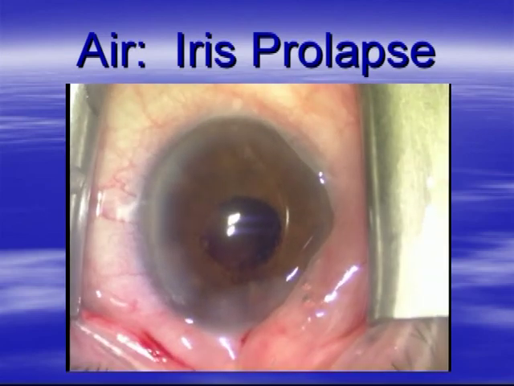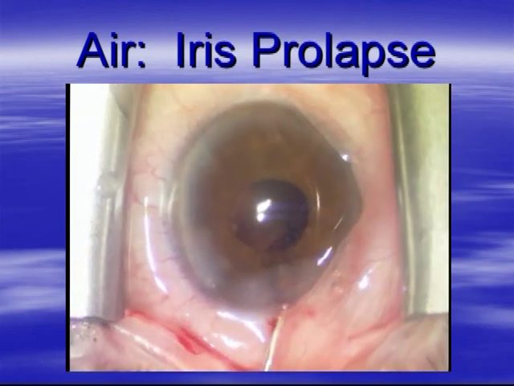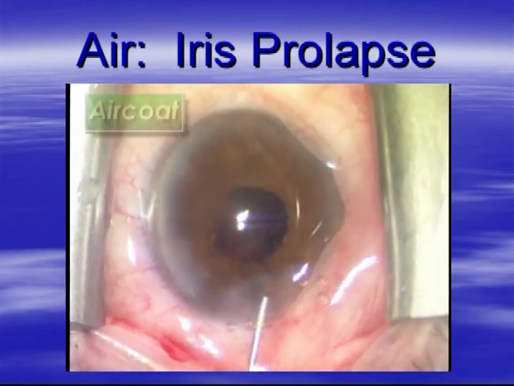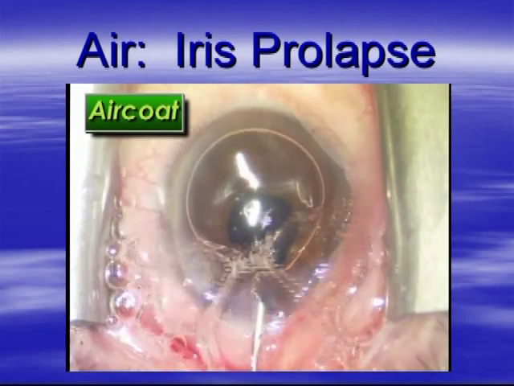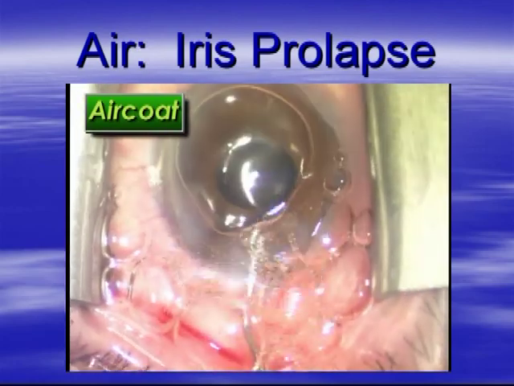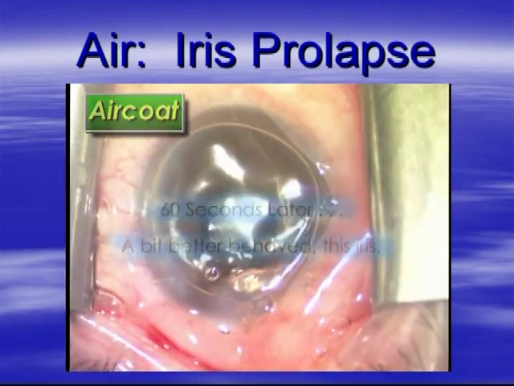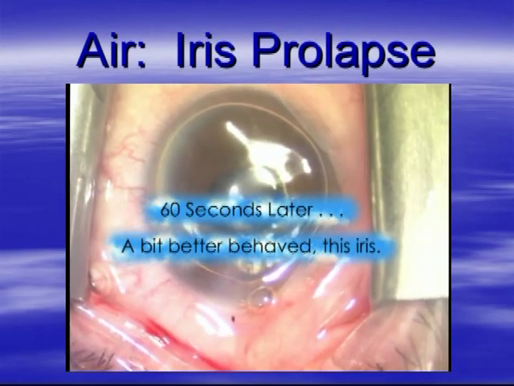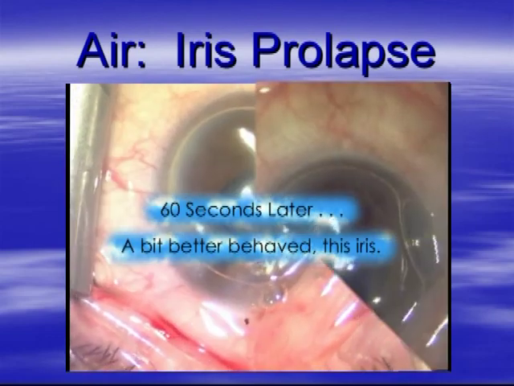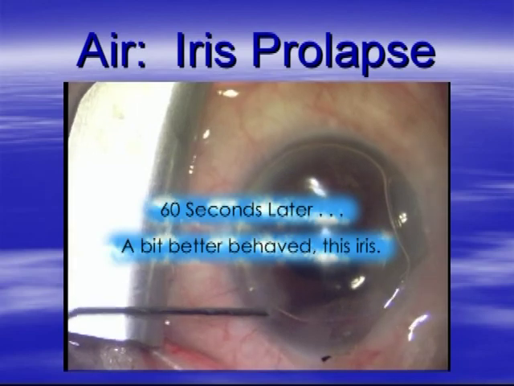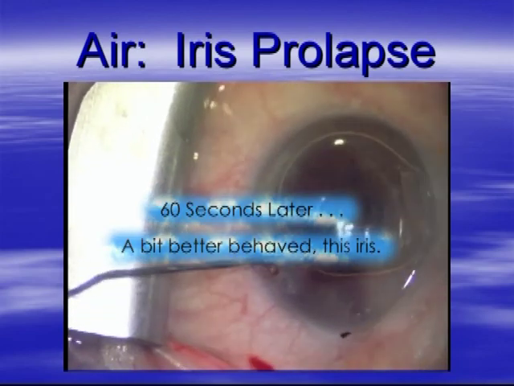Well, what can we do? We can try to deepen the anterior chamber. Maybe, I don't know. Why don't we use, in this case, air? Air, the viscoelastic of choice. So as we distend the anterior chamber, we're going to leave this bubble for 60 seconds. I don't know what's magic about 60 seconds, but if you leave a bubble in an eye for 60 seconds, it really tends to get the job done.